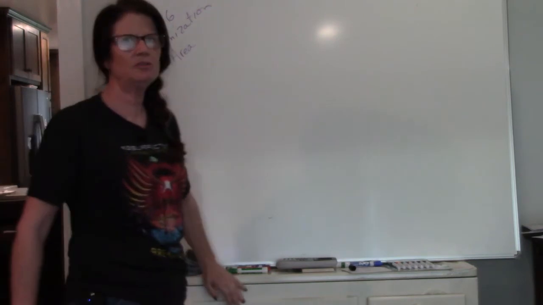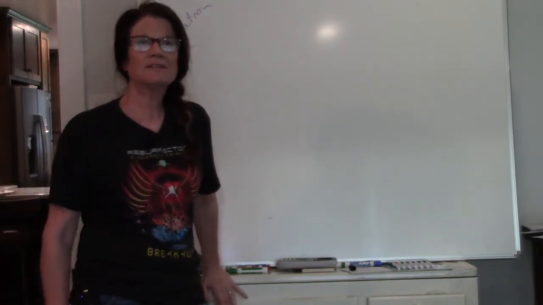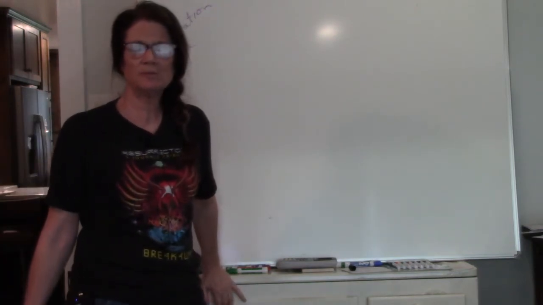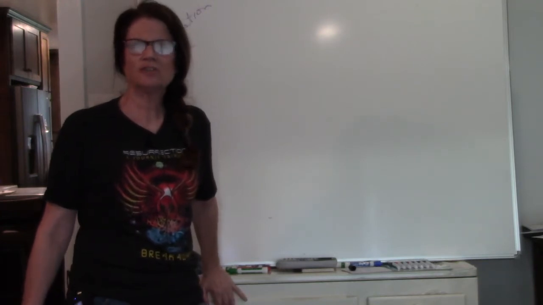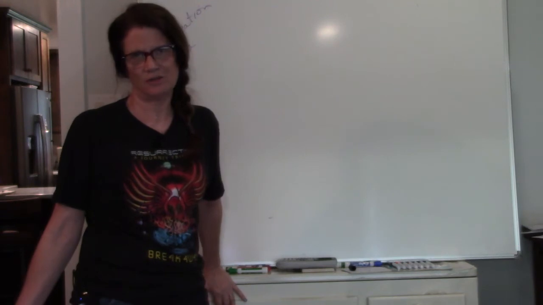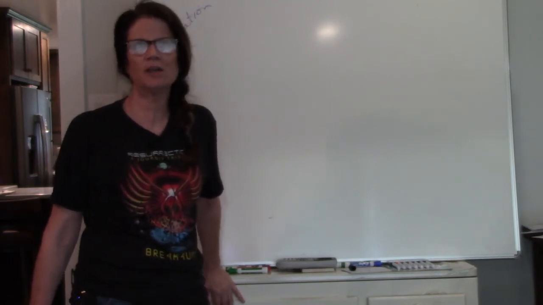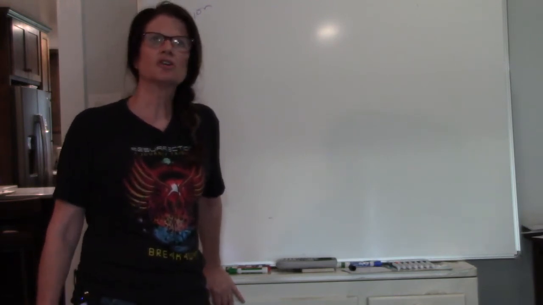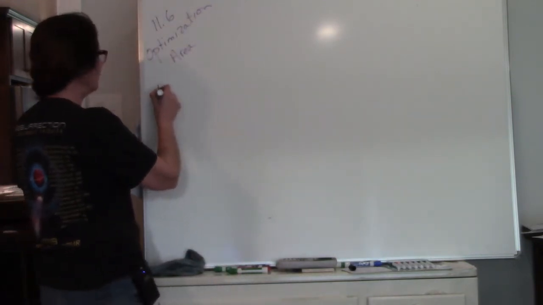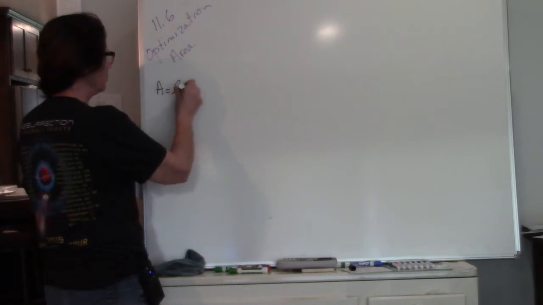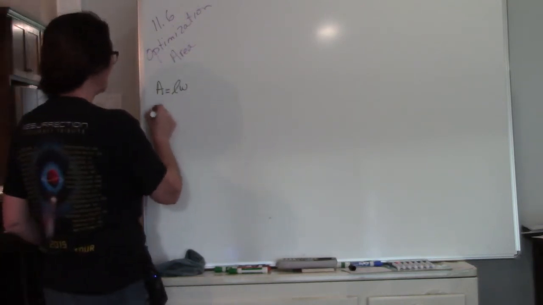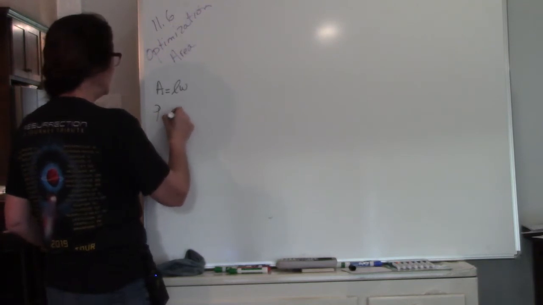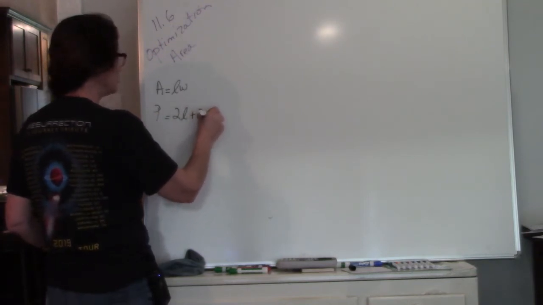So I'm going to give you several different types of optimization problems. They all have the same process. It just depends on what you're looking for. Okay, so this first one is going to be on area and perimeter. So one thing that we need to remember is to find area of a rectangle, your formula is length times width. Okay. To find the perimeter of a rectangle is 2 lengths plus 2 widths.